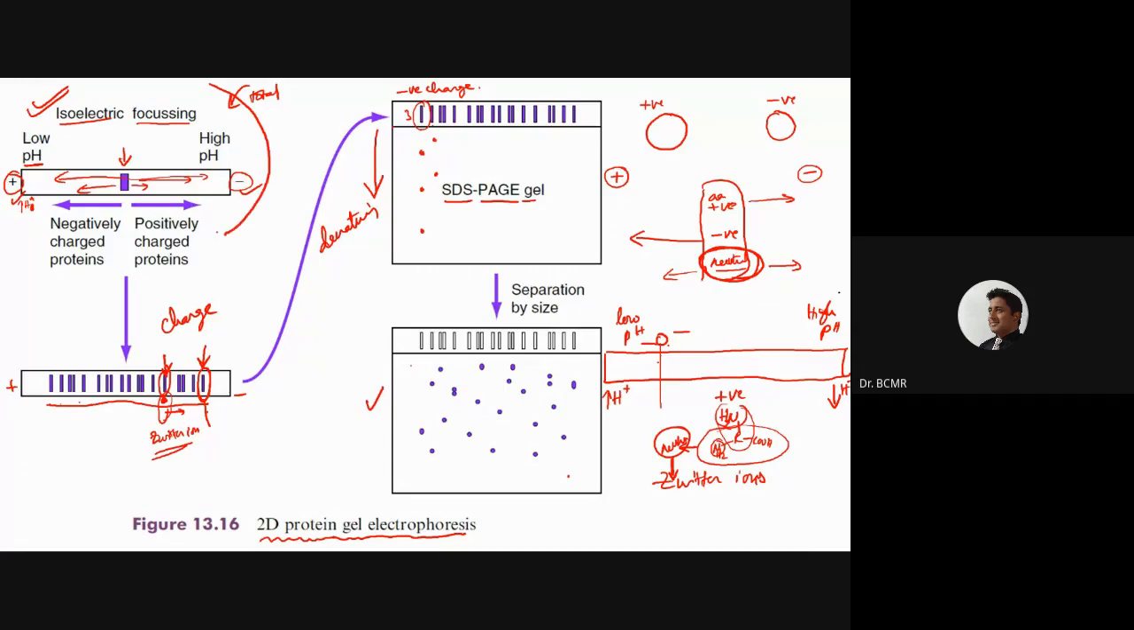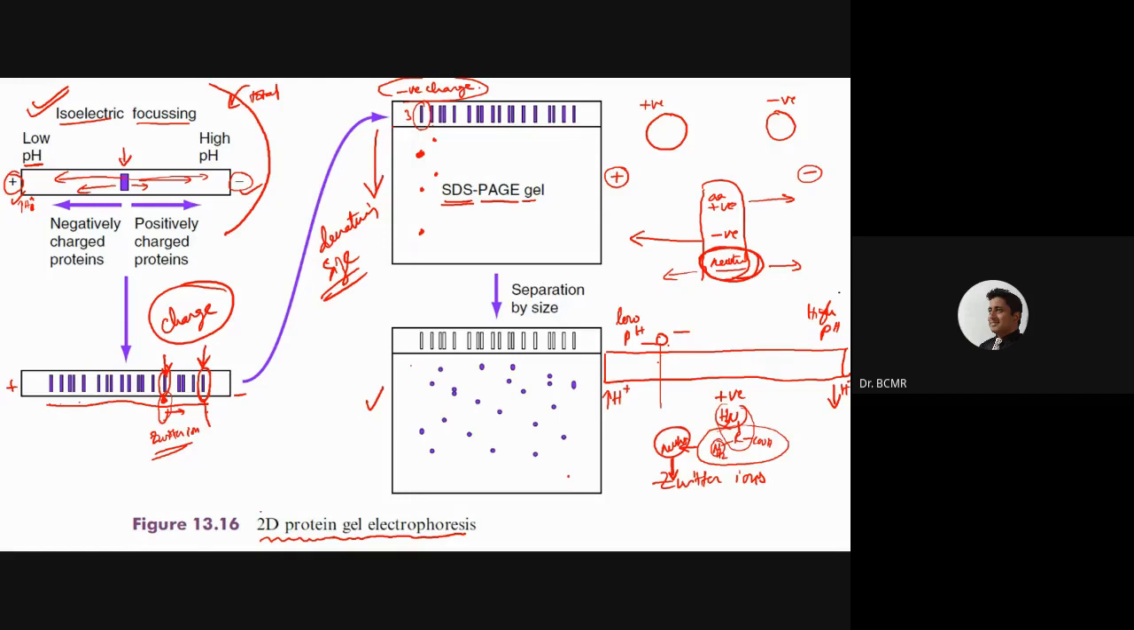We are separating the proteins based on charge alone. In the second dimension, we are separating based on size, because charge doesn't have any more role since we have used sodium dodecyl sulfate. Now they have all become negatively charged, and they would move only based on their molecular size. The larger ones will travel slower, and the smaller ones will travel faster.